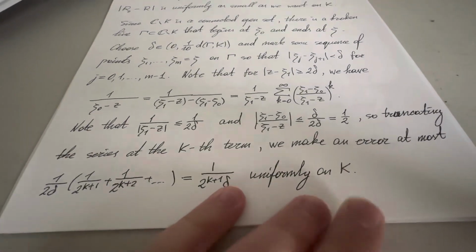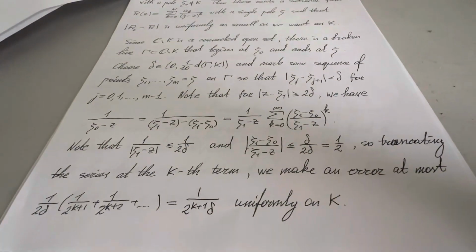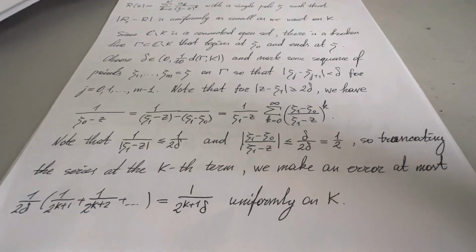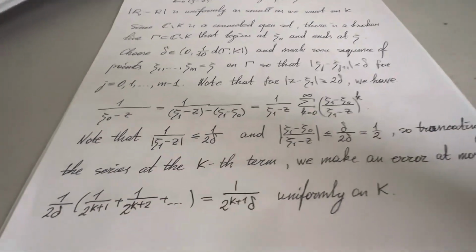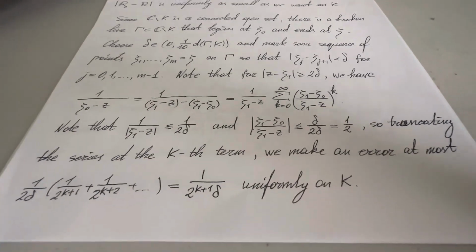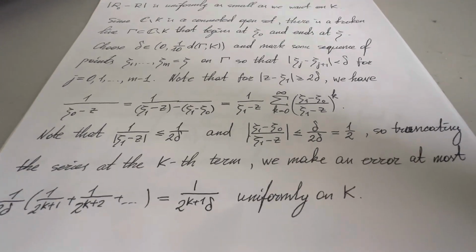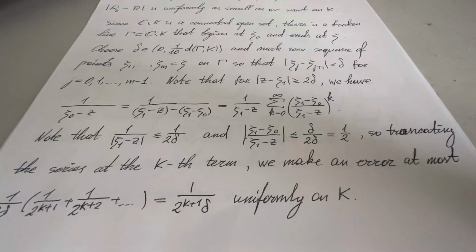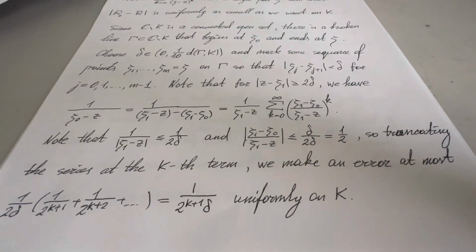And it gives us an error at most. Oh, so he's truncating. Okay. Yeah, he writes truncate here. All right. I need to read the thing. Truncating the series at the kth term, we make an error at most this. So what he's done here is I think he's trying to create his polynomial. And so for a polynomial, you need to stop at some point. And here he's chosen at the kth term, so we get uniform approximation on k.